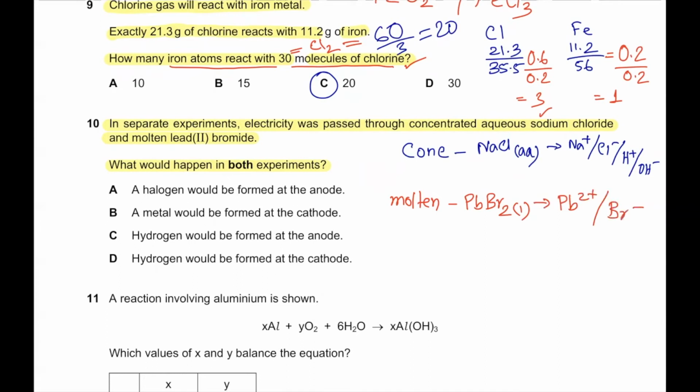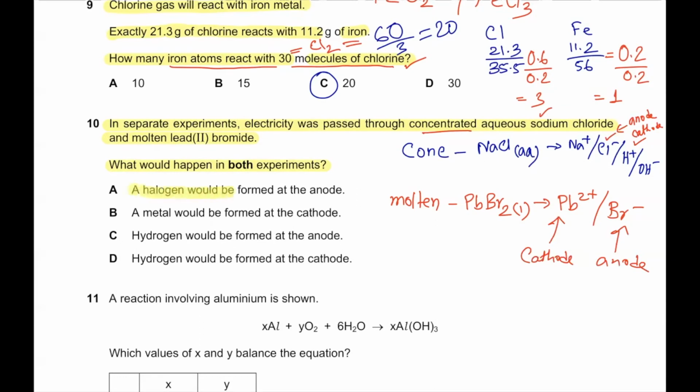Now guys, we are passing electricity through concentrated aqueous sodium chloride. It will release chloride at the anode, because it is concentrated, so the chloride has higher concentration and gets the priority. And from sodium and hydrogen, hydrogen will be released at the cathode, because it is lower in the reactivity series. But for lead bromide, the bromide will go to the anode, which is very clear, and Pb2+ will go to the cathode. Lead will be produced at the cathode.